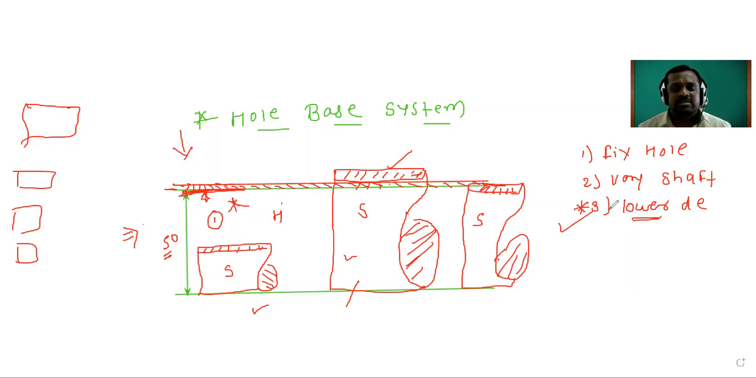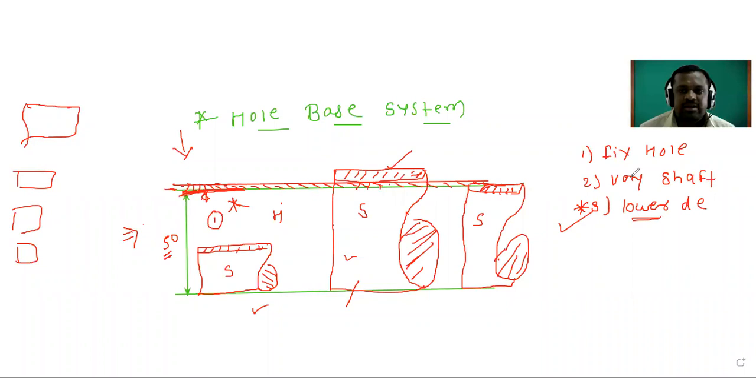In the hole basis system we have to fix the size of the hole. Then to achieve the different fits, we have to vary the size of the shaft. And the very important point is that the lower deviation should be 0. Means we are giving the tolerance only on the upper side, not on the lower side. If you give the tolerance on the lower side, it will not be a hole basis system. Understood?